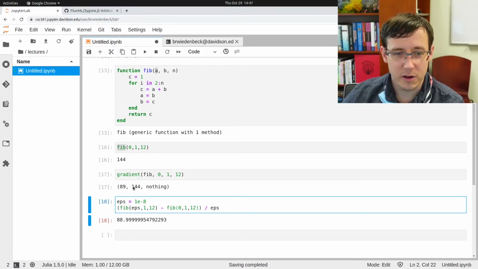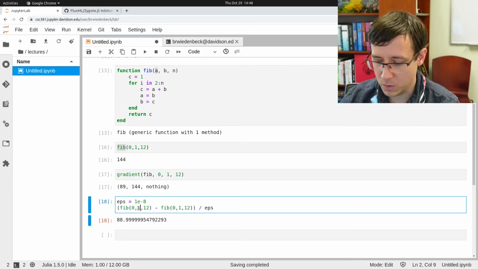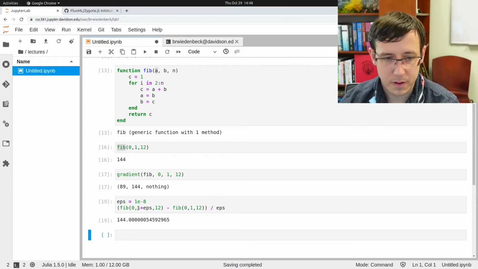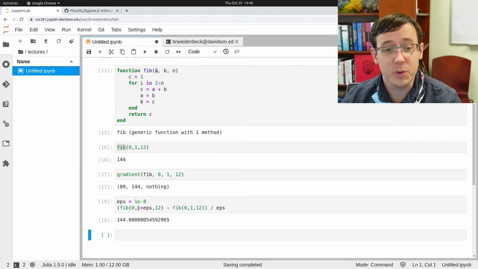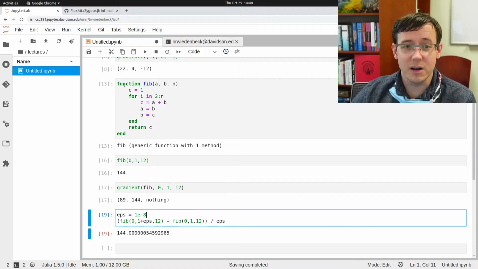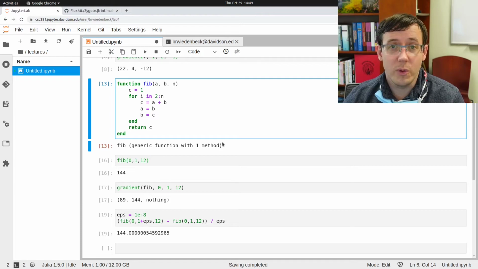Similarly, for the partial derivative with respect to b, we could take a finite difference at 1 to 1 plus epsilon and get approximately 144. So how on earth are we computing the gradient of this complicated function with a for loop? It turns out there are several ways that this can be done, and they fall into a few broad categories. The category we're going to focus on is reverse mode automatic differentiation.